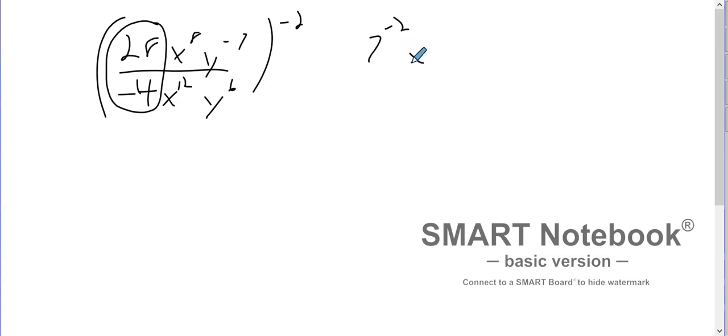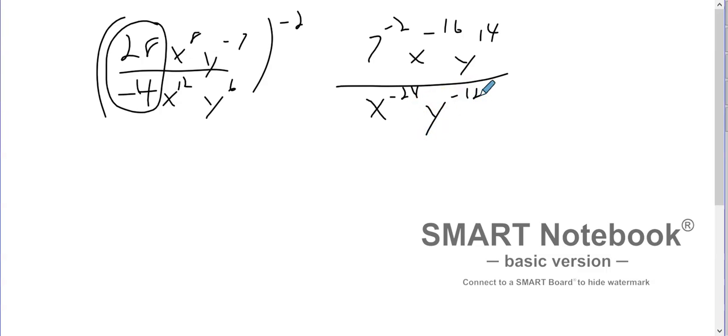X to the 8 times negative 2 is negative 16. Y, negative 7 times negative 2 is positive 14. X, 12 times negative 2 is negative 24. Y, 6 times negative 2 is negative 12. Because that negative 2 has to go to everything. Now, my mistake, sorry, this was negative 7 to the negative 2. I know I said it, but I didn't write it. Now, be careful when you type this in because it's negative 7. You use parentheses on your calculator. Just remember it will always be positive.